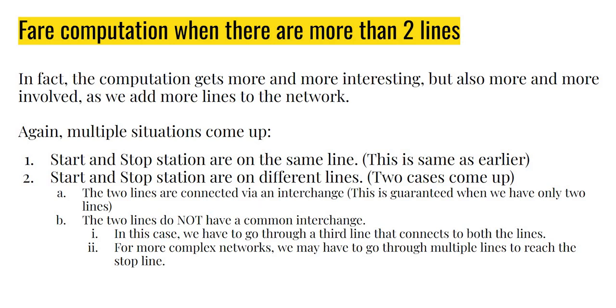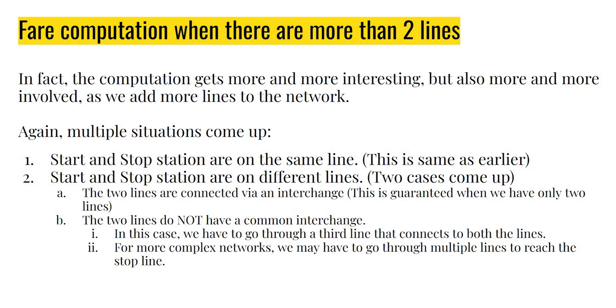Previously, when we had only two lines, the two stations were on different lines, but they were connected to each other via an interchange, which was YByte. However, once we have more than two lines, this is not guaranteed because it could be that these two lines are connected to each other through another line. And you could see that in the more realistic networks.